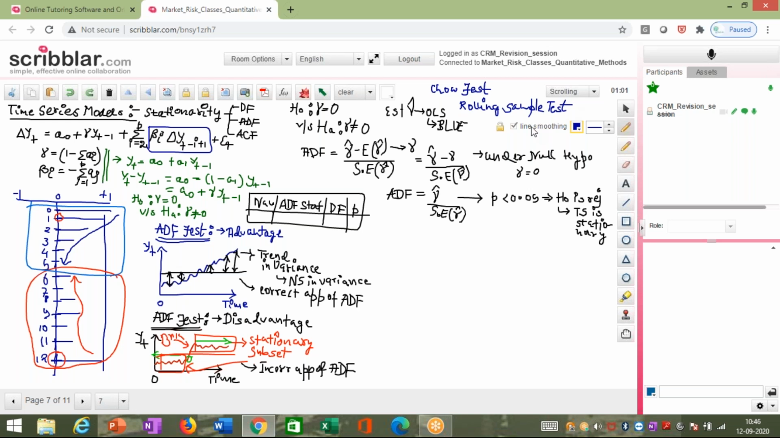The rolling sample test. So how do I do the rolling sample? What I do is I create certain subsamples in the overall data. And for each of these subsamples, we compute the ADF series. And then we plot the distribution of the ADF series.